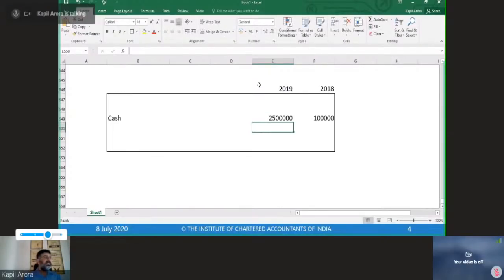Now, if I just ask you how the company is performing in terms of cash, in terms of liquidity, how the company is managing their cash, because it has improved drastically. It has improved 25 times, from 1 lakh to 25 lakh. Can we say that company, right?